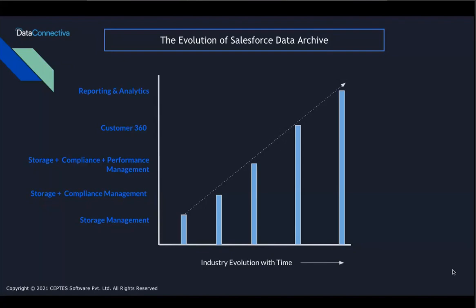Then the recent trend we are seeing is that reporting and analytics is something every customer wants to have with the archive data as well as the data which is live in the system. So how can they combine and have holistic reporting done on all this data together? So that is the evolution of the industry.